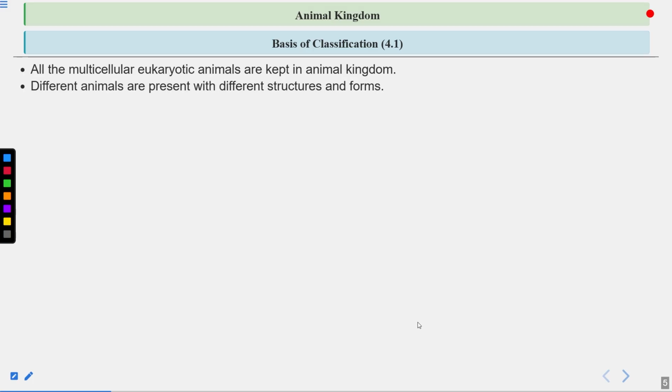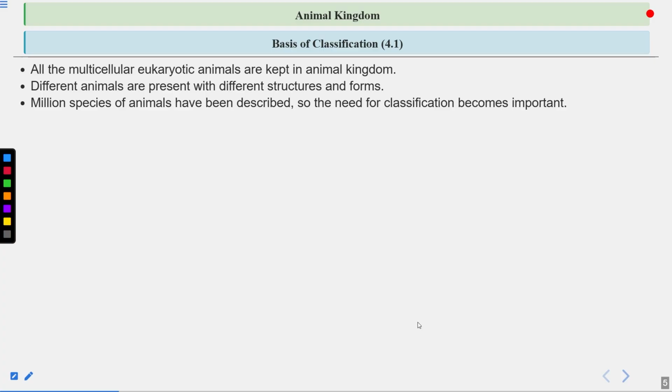The different animals are present with different structures and forms. So in the animal kingdom, you see so many different types of animals. They have different structures, different forms, right? And the number is very large, in millions. Millions of species of animals have been described so far, and there is a need for classification, and that becomes very important.